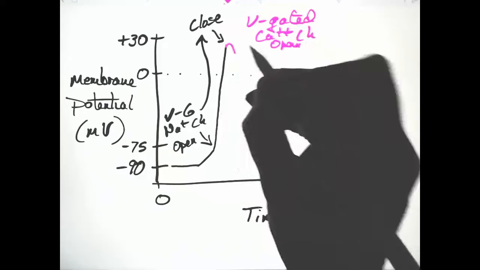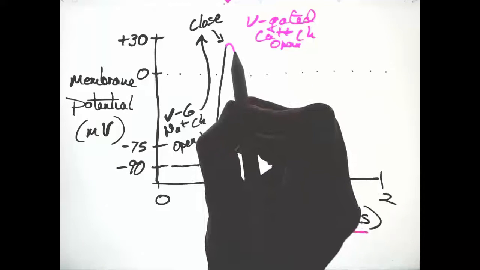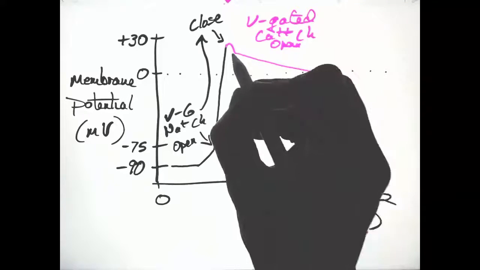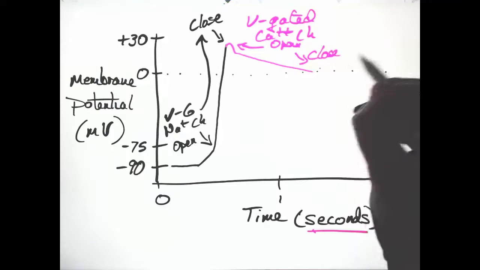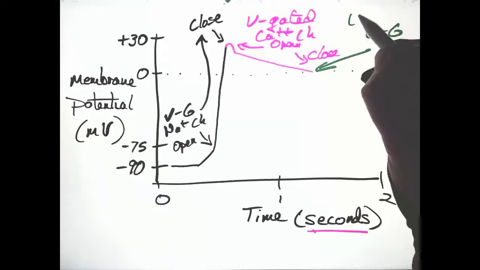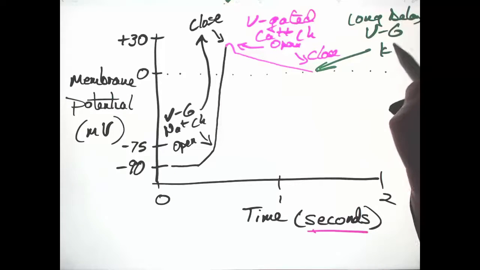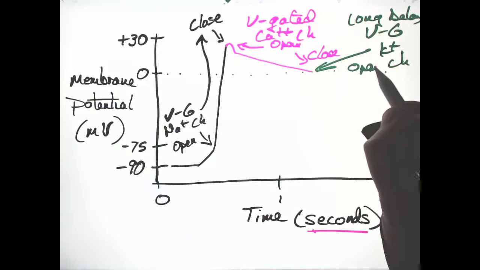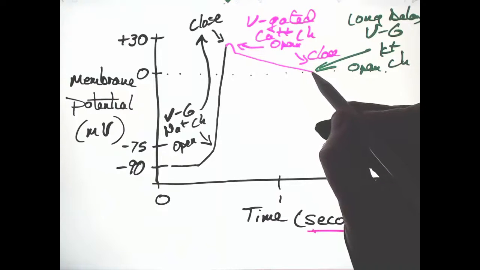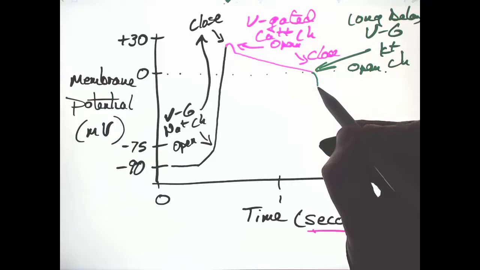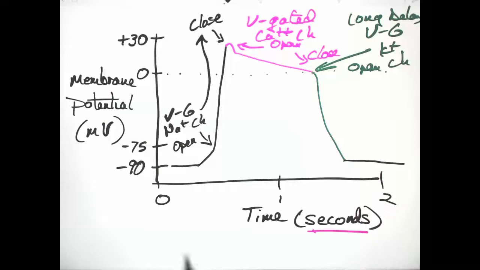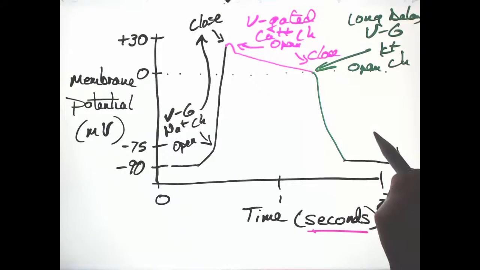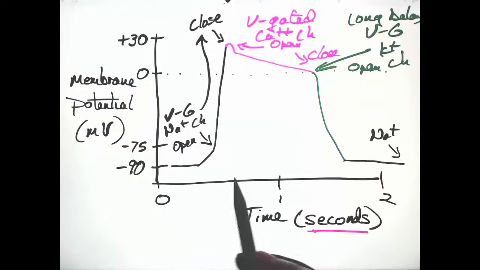There's a brief delay, so the potential drops a bit, and then over time, there's a slow decline, and at around 0, they close. At that point, long-delayed voltage-gated potassium channels open. Potassium leaves the cell, and as it leaves the cell, it removes positive charge from the inside, making the inside more and more negative. We go back down to minus 90 and wait for the next influx of sodium to start the next action potential.